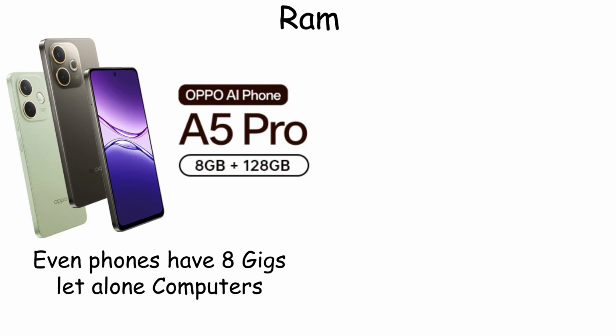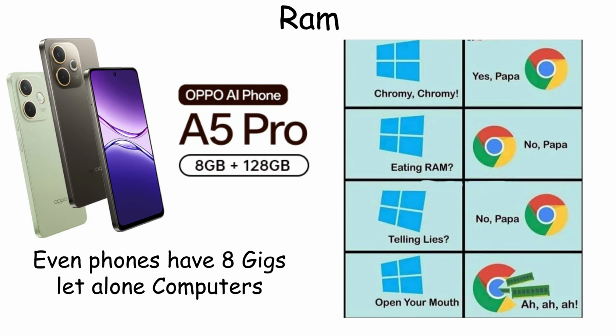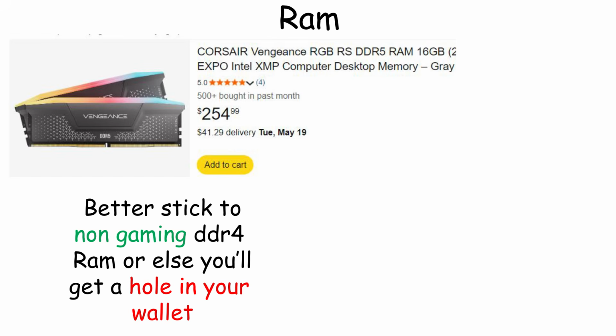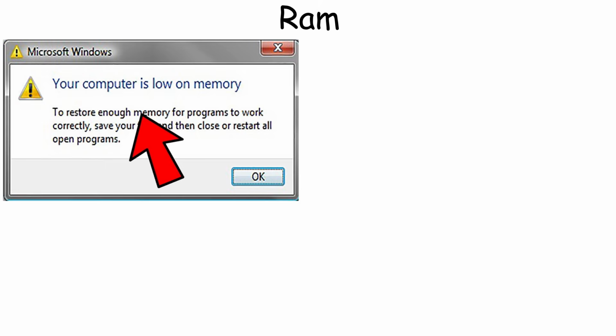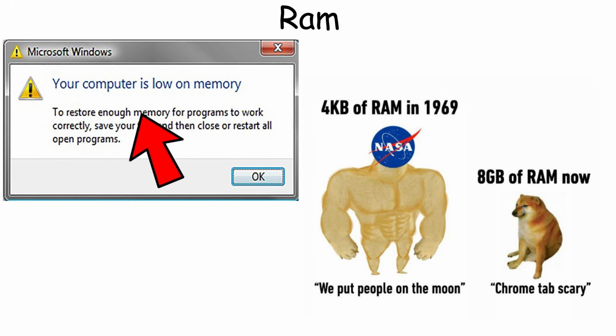8 gigabytes of RAM is the absolute bare minimum in 2026, and even that gets tight quickly. 16 gigabytes is the sweet spot for most people. If you're still on 4 gigabytes, your PC isn't slow because it's old. It's slow because it's genuinely running out of space to think.